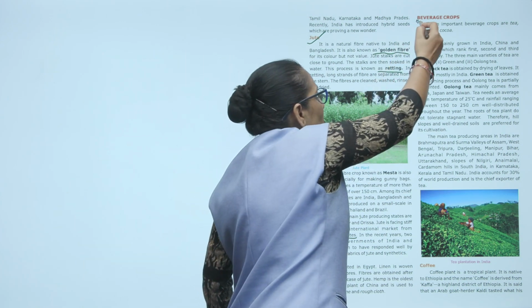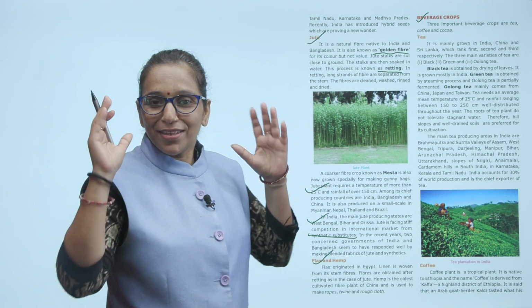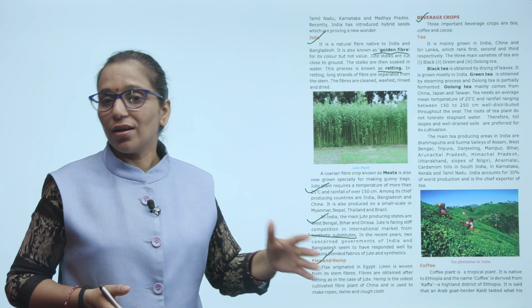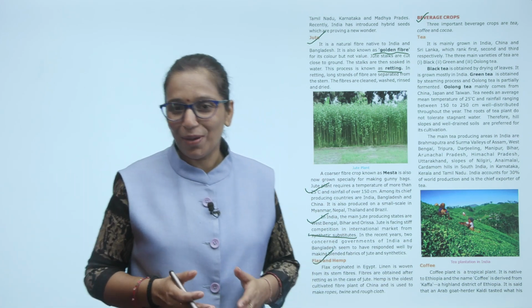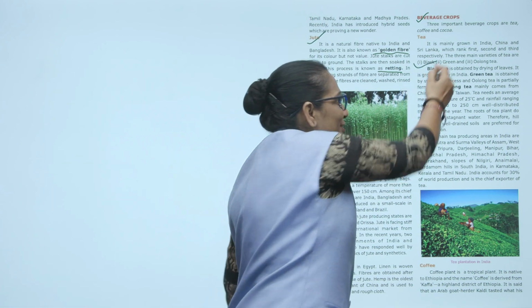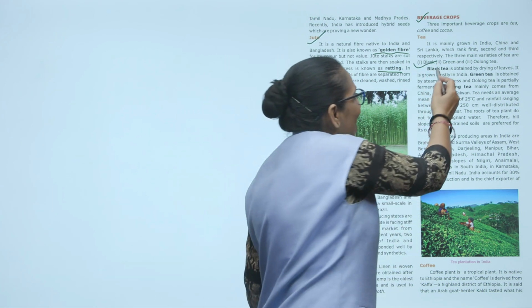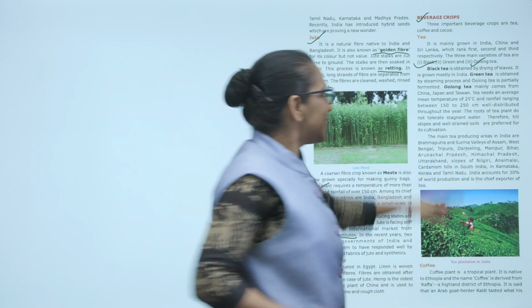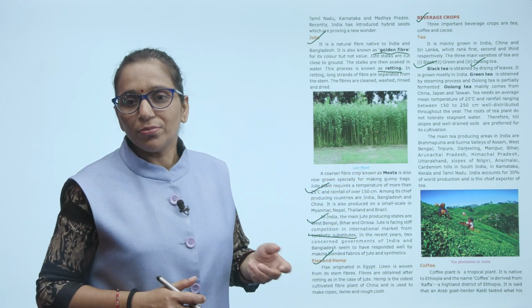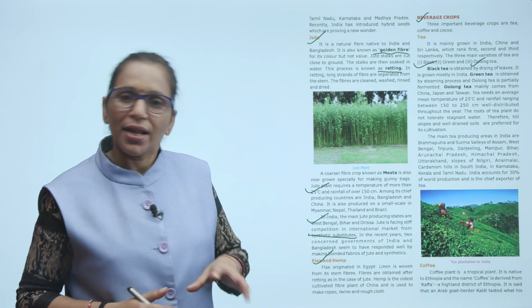Moving to the beverage crops, when we are talking about beverage crops, we have tea, coffee and cocoa in our mind. Tea is mainly grown in India, China, Sri Lanka, which rank first, second and third respectively. The three main varieties of tea are black tea, green tea and oolong tea. Black tea is obtained from drying of leaves. It is grown mostly in India. Green tea is obtained by a steaming process and oolong leaves are partially fermented. Oolong tea mainly comes from China, Japan and Taiwan.